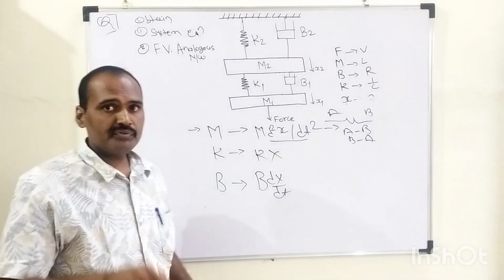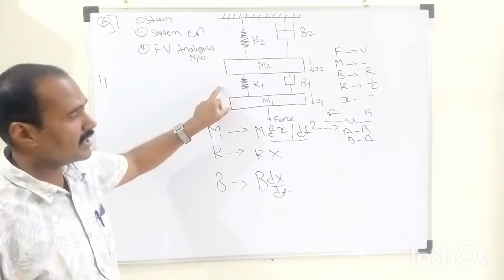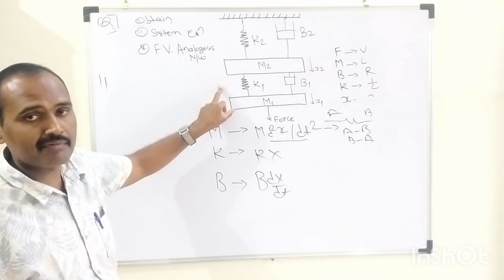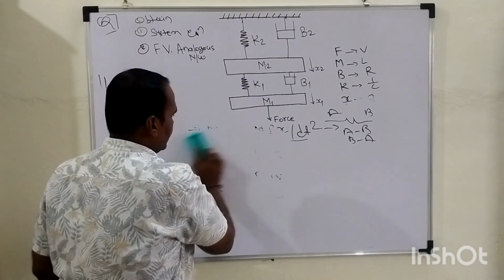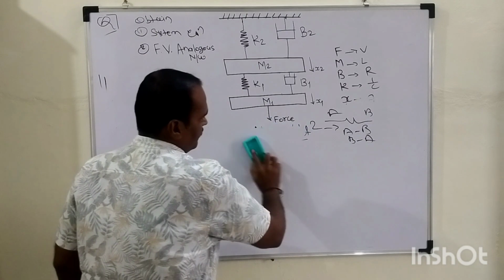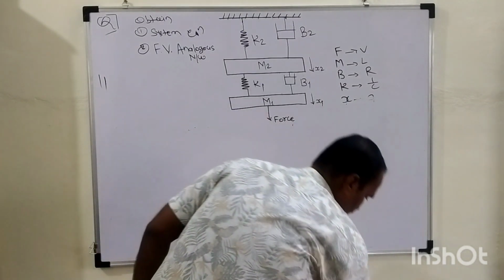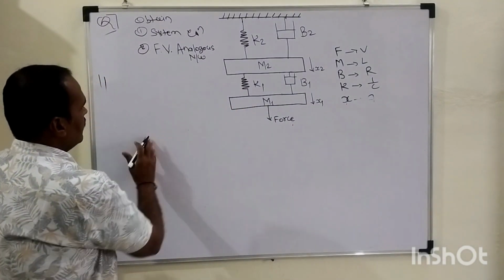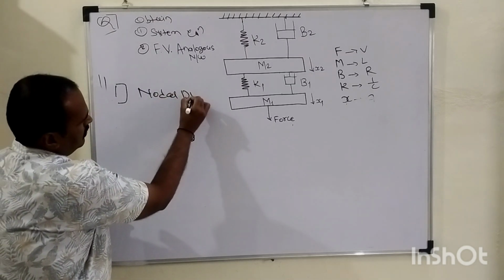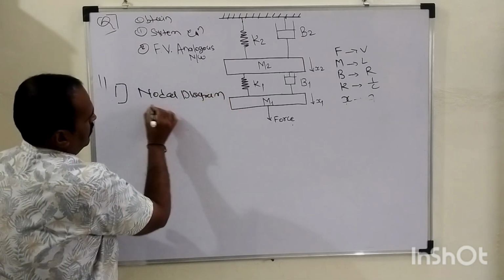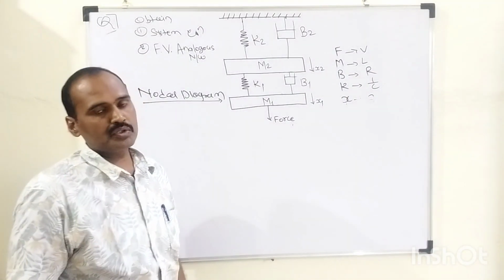In order to achieve the first objective, which is to obtain the system equation, we need to convert this given mechanical system into its equivalent nodal diagram in the first step. Once we have the nodal diagram, we can write the system equation for that given control system. So in that first step, we need to draw the nodal diagram. Nodal diagram means we have a finite number of nodes.